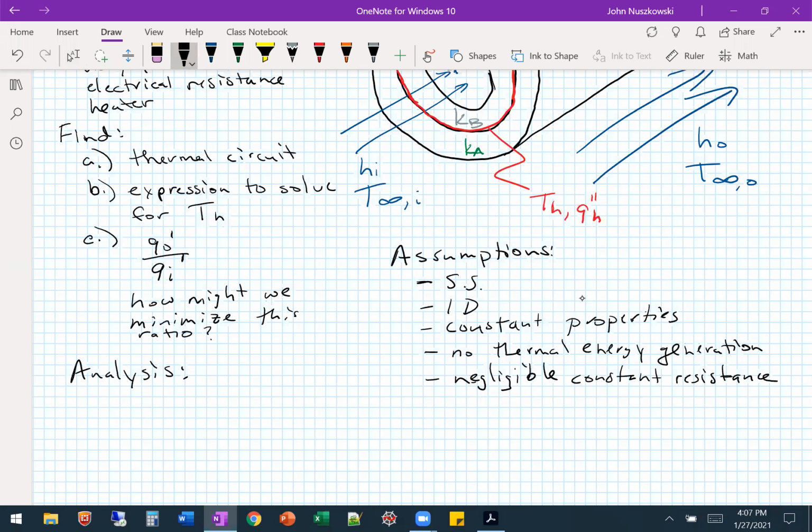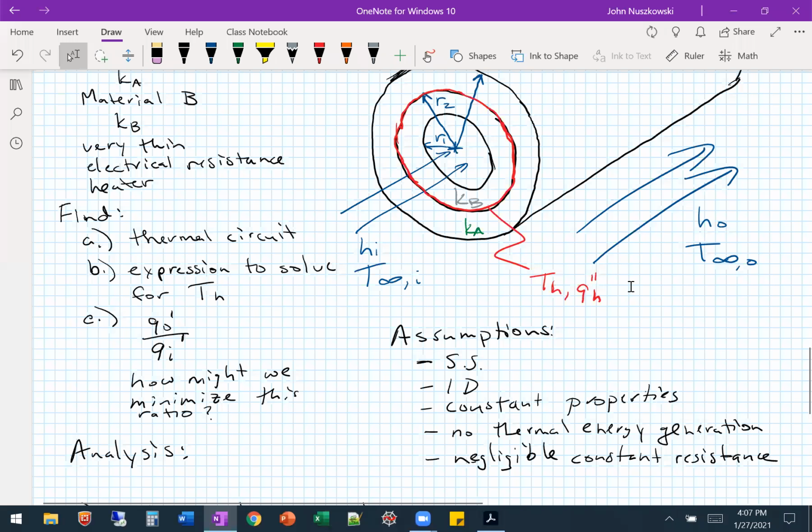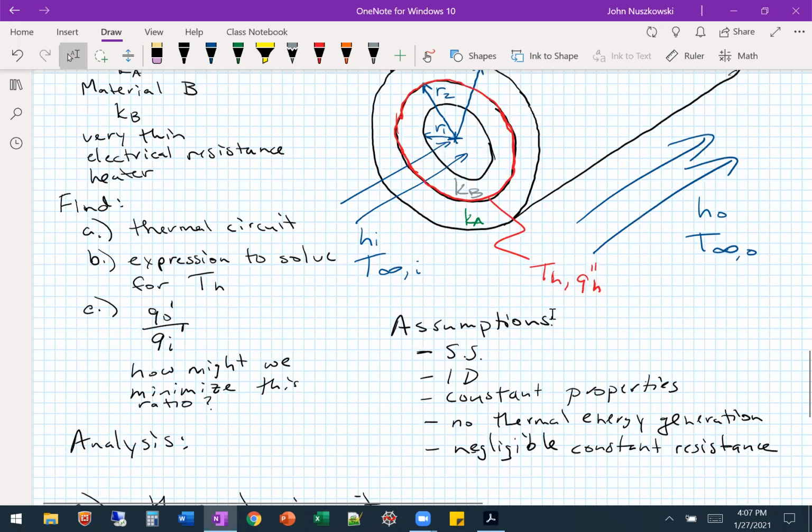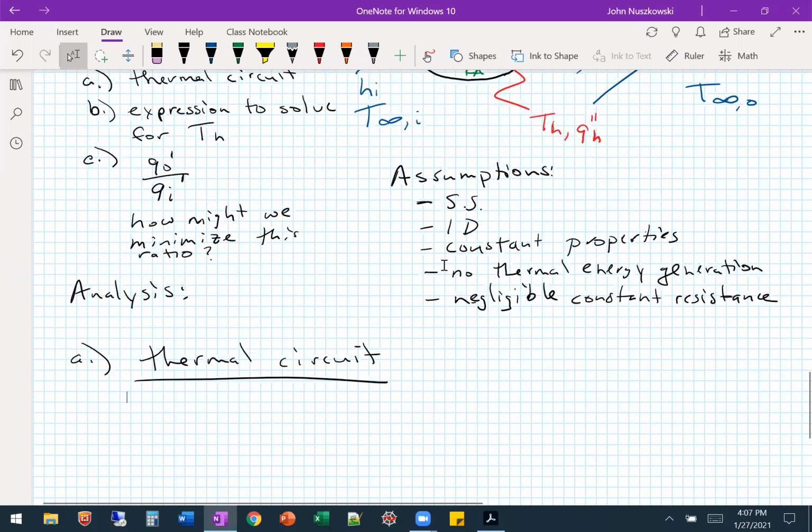So part A says we can do a thermal circuit, right? And for a thermal circuit, no thermal energy generation, although we have an electrical resistance heater. So there's electrical energy coming in there, and that would typically be energy generation. To use a thermal circuit means there's no energy generation. So again, we have something there to be careful of. Okay. All right. So if we're looking at the thermal circuit, let's start there, and when we draw it, we'll talk about that heater again.